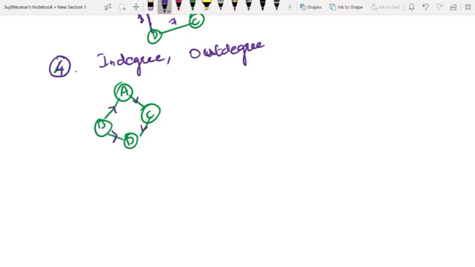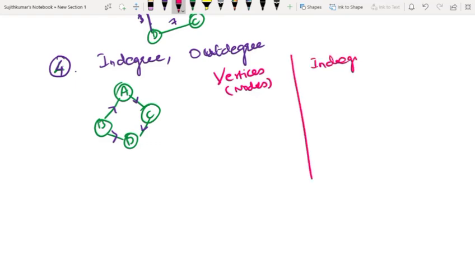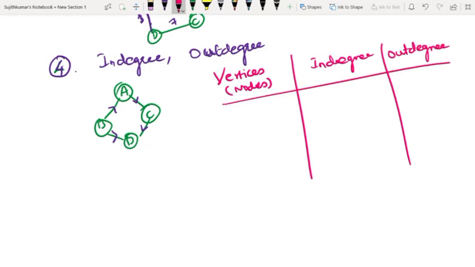Let me first mention all the nodes. I should call them vertices or nodes, both are correct. Let me write the in degree and the out degree also. Say I have 4 vertices, A, B, C, D. In degree is nothing but the number of edges that are incident on a particular vertex, that are falling on the particular node, coming inwards to the particular node.